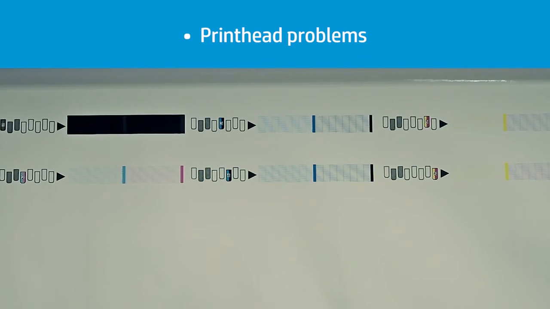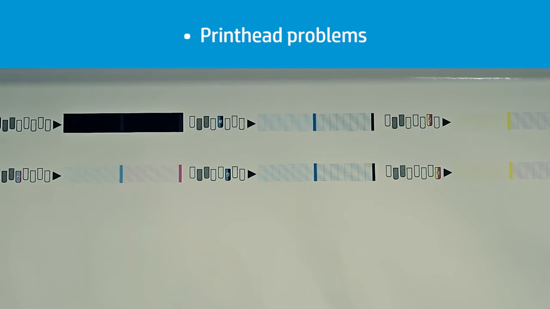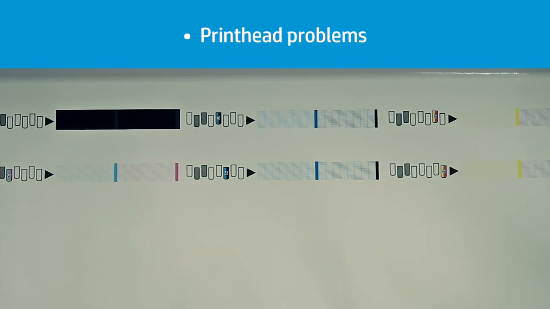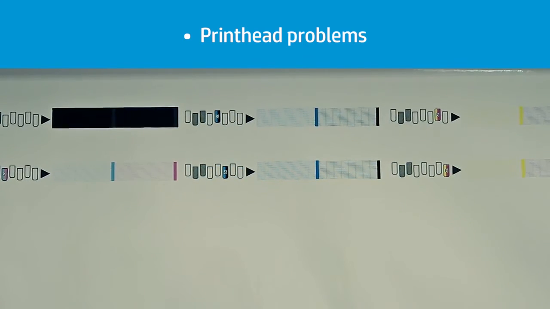If after 2 iterations of the printhead cleaning procedure you are still experiencing horizontal banding affecting only some colours, replace the printhead with the greatest number of blocked nozzles.